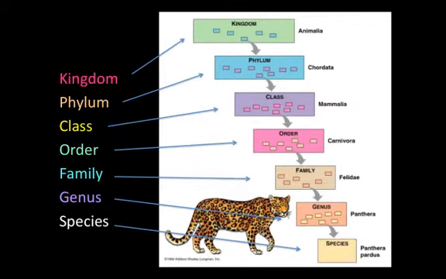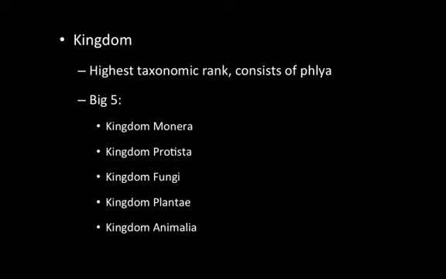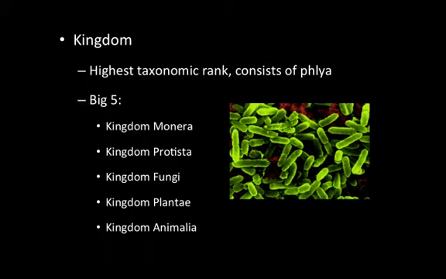Through this diagram, we can see how classifications become more specific, starting off with the kingdoms, which are 5 main groups that consist of a broad range of similar organisms, all the way down to the species, which are specific types of organisms. The first classification organisms go under is the kingdom, which is the highest taxonomic rank and consists of phyla. The 5 big kingdoms to know are the kingdom Monera, which are unicellular organisms that have no nucleus, such as bacteria.